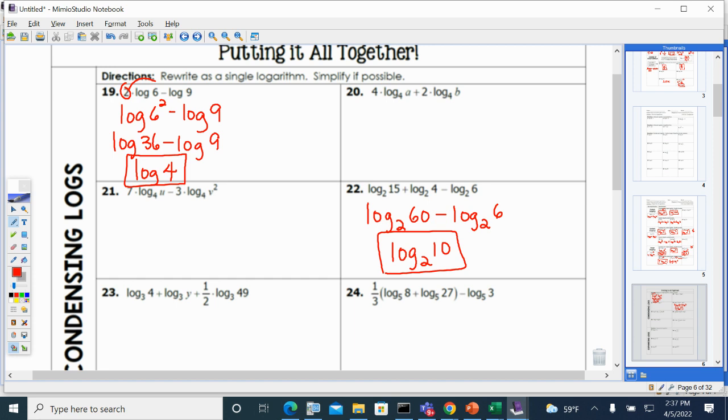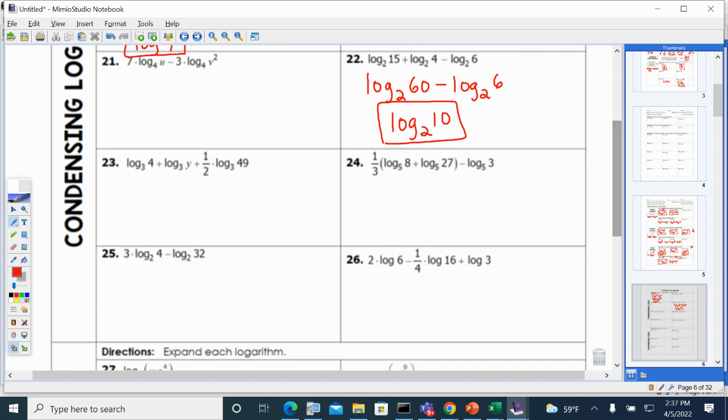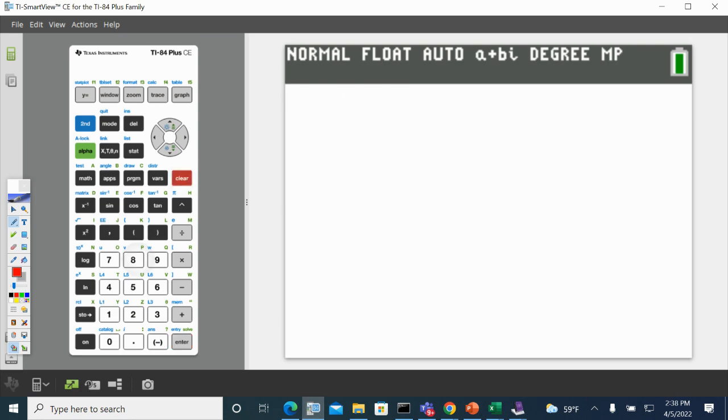All right, let's look at number 24. Number 24 says 1/3 times the log base 5 of 8 plus log base 5 of 27 minus log base 5 of 3. So what I would do first here is I would combine the two logs inside. So following those order of operations that we learned so long ago, you want to start inside the parentheses. So inside the parentheses, I'm going to combine or condense through multiplication. So I want to multiply the 8 times 27, and 8 times 27 is 216.